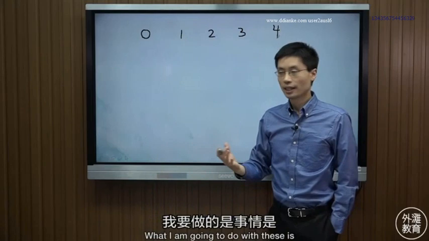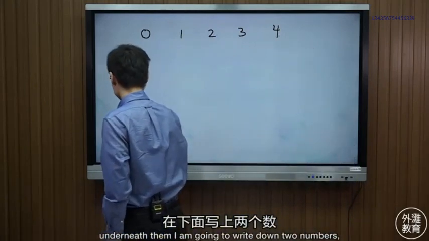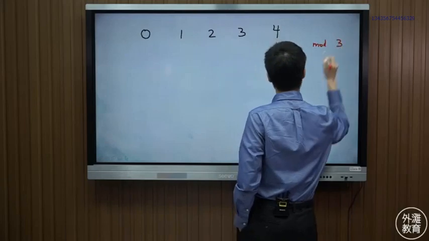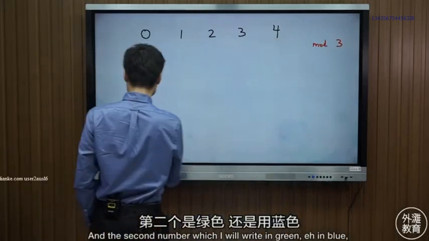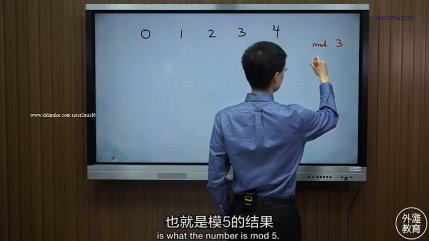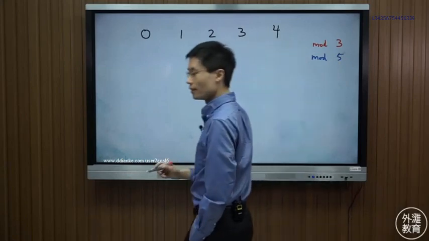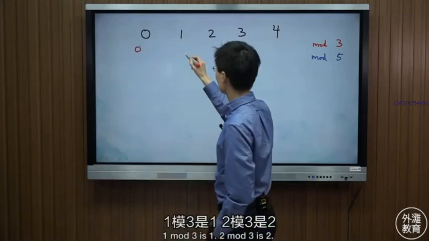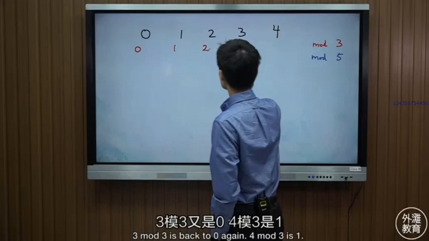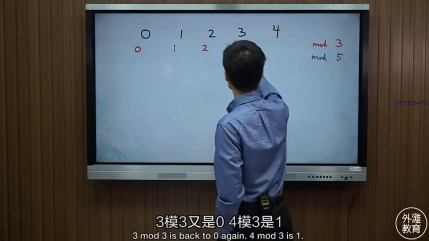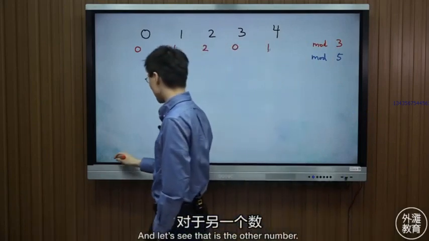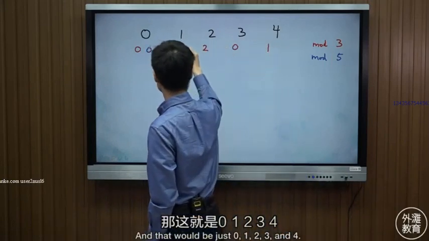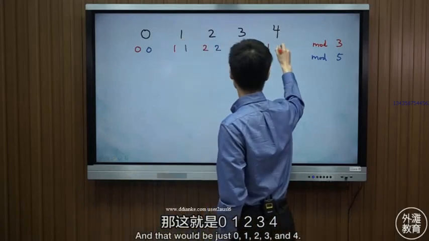What I'm going to do with these is underneath them, I'm going to write down two numbers. The first one in red is what it is mod 3. And the second number, which I will write in blue, is what the number is mod 5. So here, I will just start and say 0 mod 3 is 0, 1 mod 3 is 1, 2 mod 3 is 2, 3 mod 3 is back to 0 again, 4 mod 3 is 1. And the other thing is what it is mod 5. And that will just be 0, 1, 2, 3, and 4.